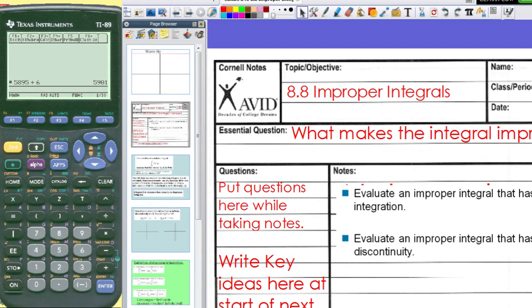Also, if you have a continuous function from a to b, except there's some hole in the middle or some asymptote, we just break it up at wherever that discontinuity is, from a to c and from c to b.